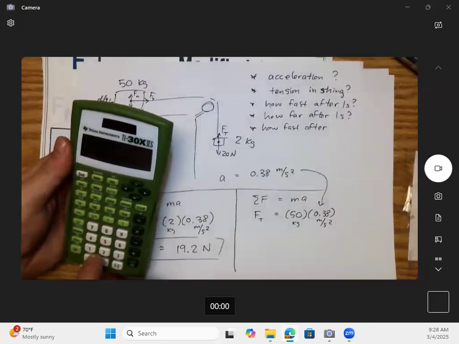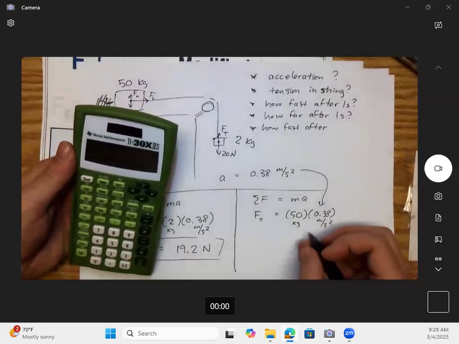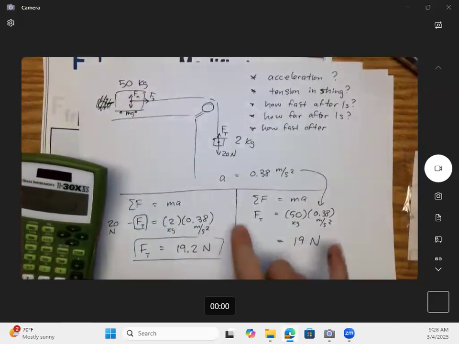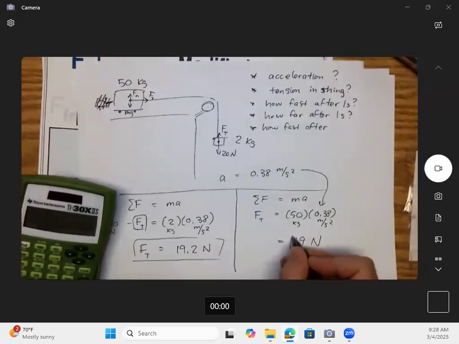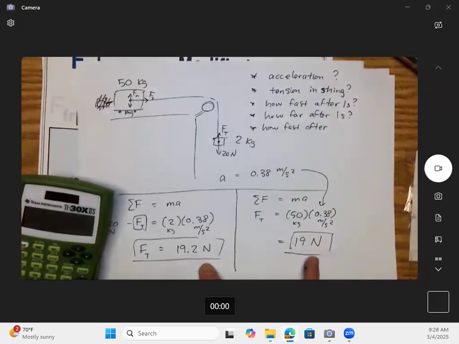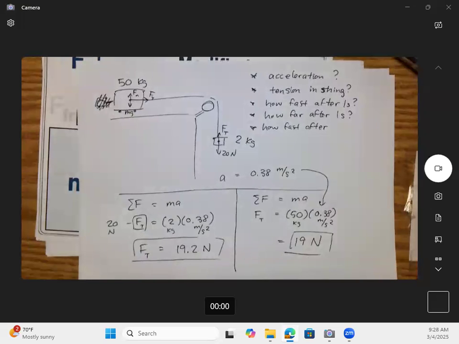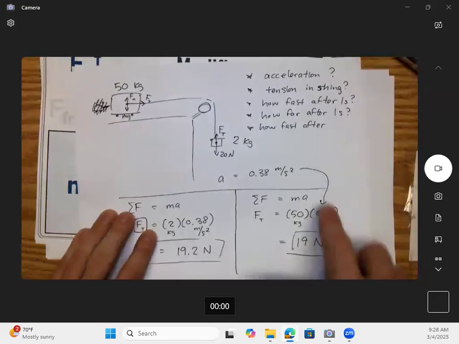So what is 50 times 0.38? Oh, look at that, it's 19 newtons. Now some of these numbers are rounded a little bit, that's why it's not a super exact match, but yeah, 19 newtons, 19 newtons. Good. What else was I asking?